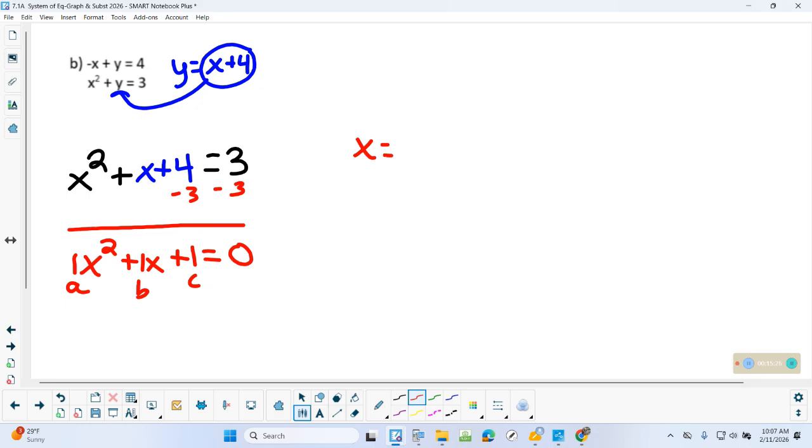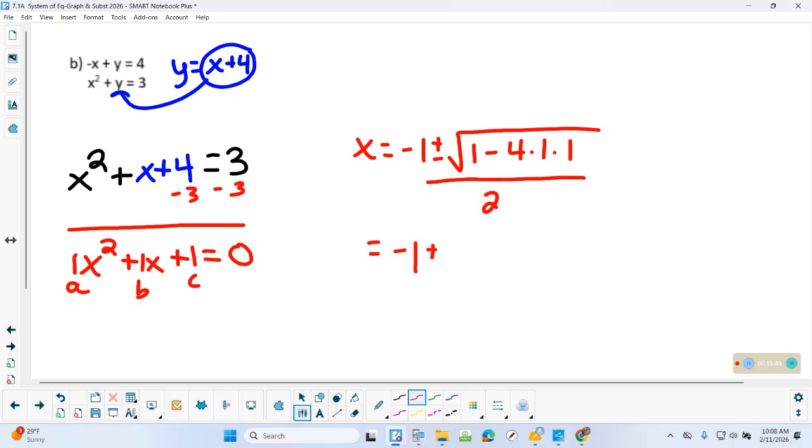X equals the opposite of b, plus or minus the square root of b squared, 1 squared, I'm just going to write it down, minus 4 times a times c, all over 2a, 2 times 1. Okay, I don't even need a calculator. I can do what's under the root in my head. Hopefully you can too. Because I've got 1 minus 4, and I think I'm going to stop writing right now.